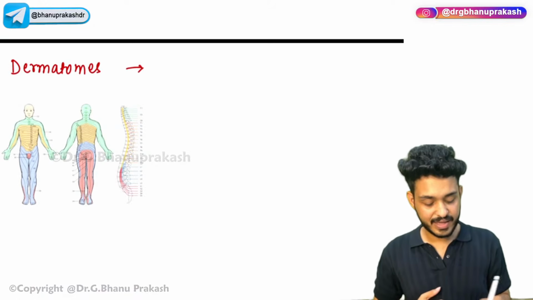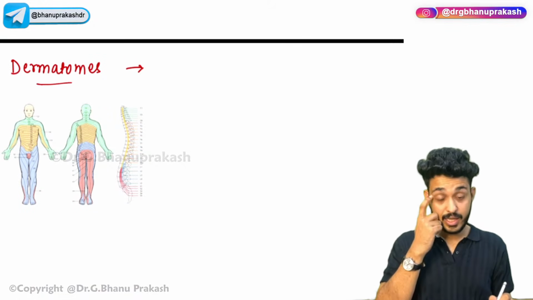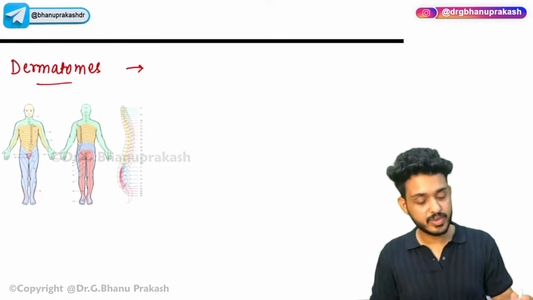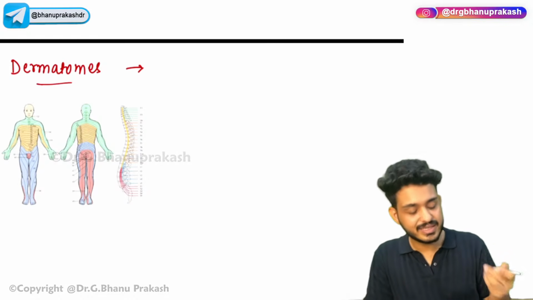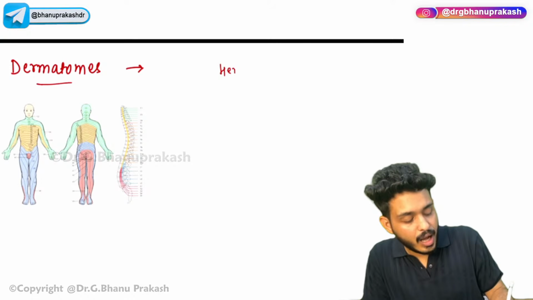Next line we are having is your dermatome. Dermatome is basically nerve distribution that you will be discussing about. For example, we will see multiple diseases. For example, like we are having herpes zoster.